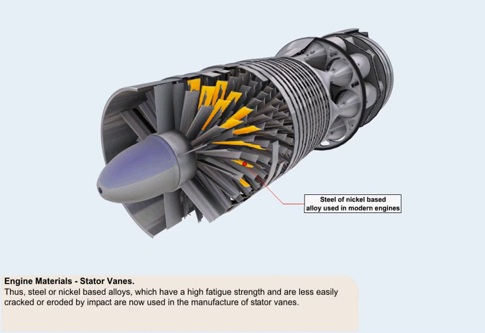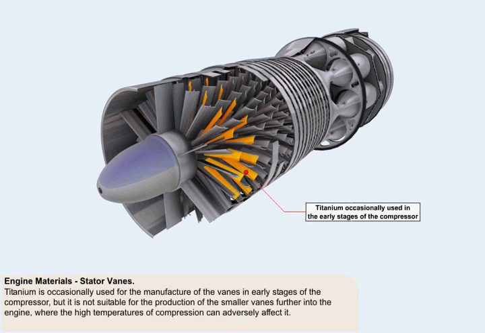Thus steel or nickel-based alloys, which have a high fatigue strength and are less easily cracked or eroded by impact, are now used in the manufacture of stator vanes. Titanium is occasionally used in some engines for the manufacture of the vanes in the early stages of the compressor, but it is not suitable for the production of the smaller vanes further into the engine, where the high temperatures of compression can adversely affect it.